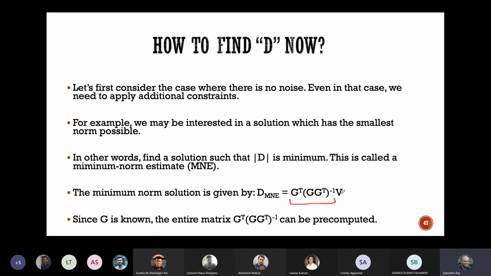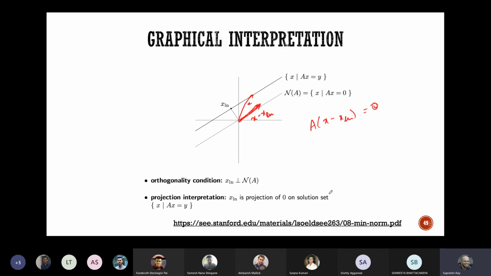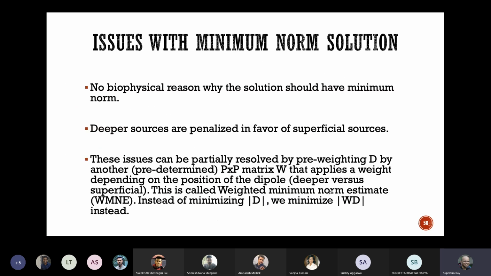So I have found one solution now, and that's pretty cool. This can all be pre-computed. So now if I give you a voltage vector, you can find out a dipole vector. Now it turns out this is one solution, but it may not be a good solution.